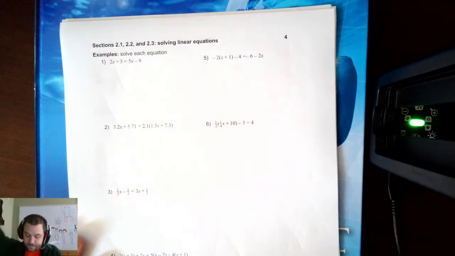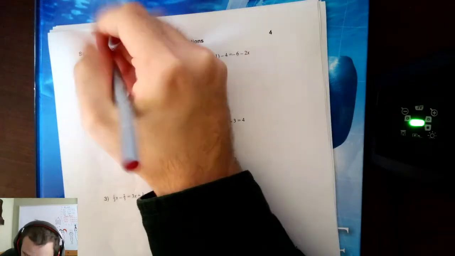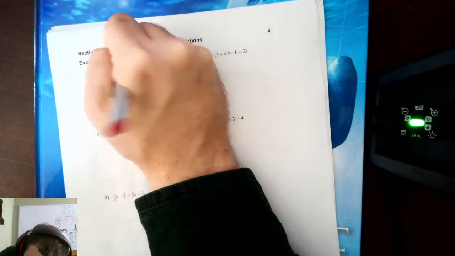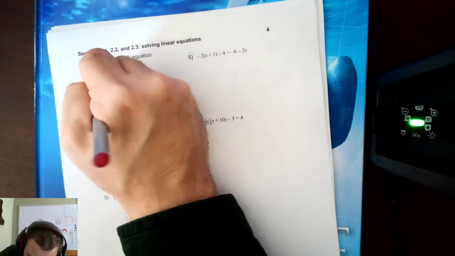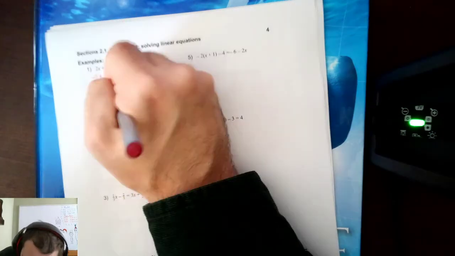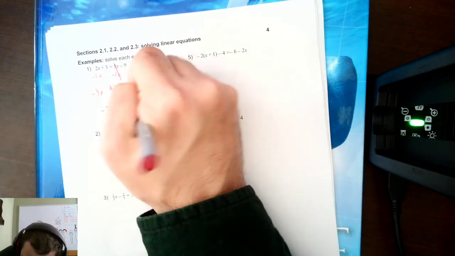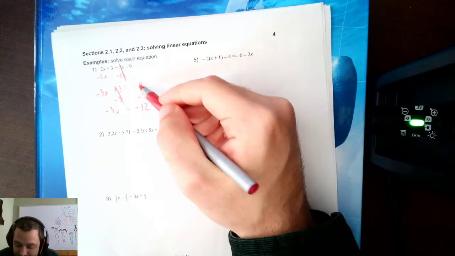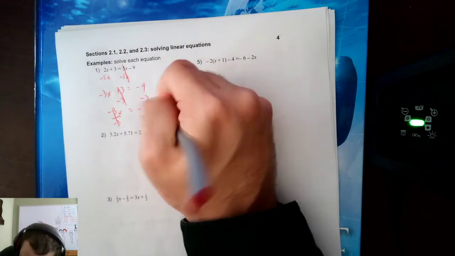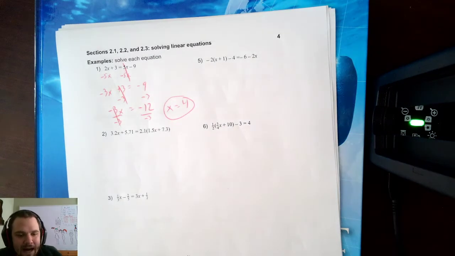So let's see. 2x plus 3 equals 5x minus 9. Well, the first thing I want to do is get all my x's on one side. I'm going to subtract 5x from both sides. Cancels out on the right. 2 minus 5 is negative 3x plus 3 equals negative 9. Let's see, subtracting 3 from both sides will give me negative 3x equals negative 9 minus 3 is negative 12, right? A negative minus a number makes it more negative. And then I divide by negative 3 as my last step. Gives me x equals positive 4.